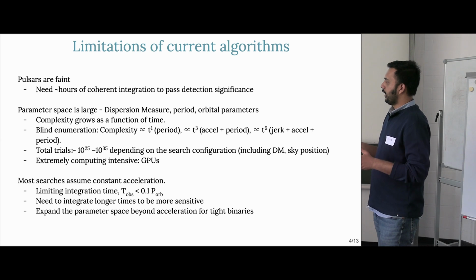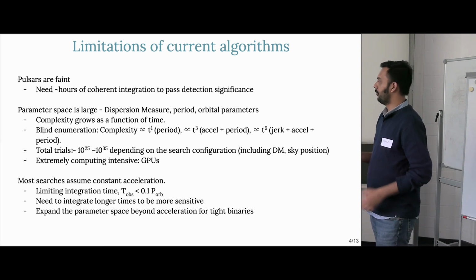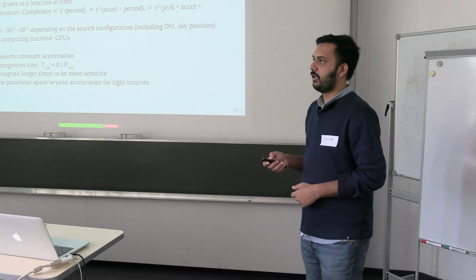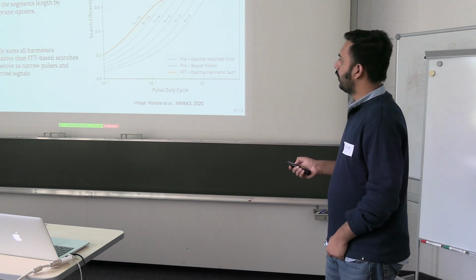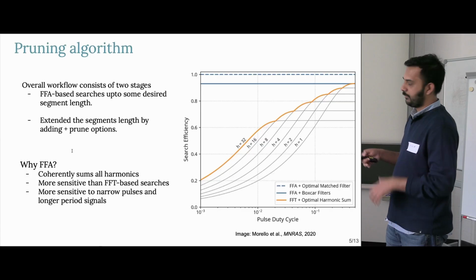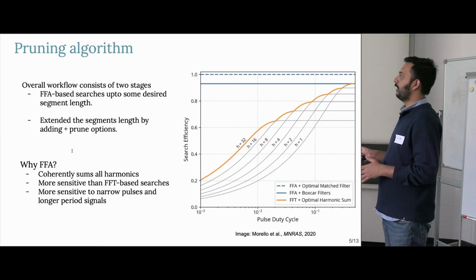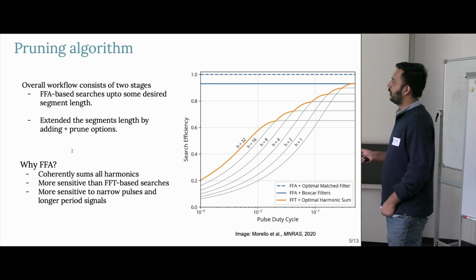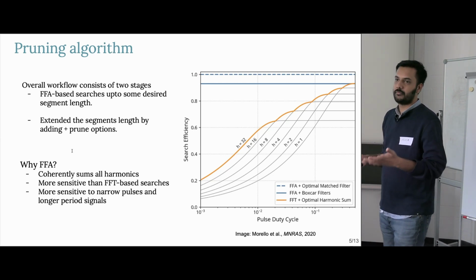We would ideally want to integrate longer to be more sensitive, but then we have to deal with the complexity. So we need an algorithm which can deal with this growing complexity and preserve the sensitivity. We solve this with this pruning algorithm. Our workflow consists of 2 steps. The first step is an FFA-based search up to some desired segment length, and then in the next stage we turn on the pruning algorithm and prune options which are not feasible.